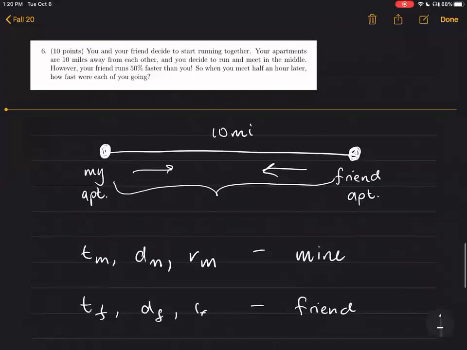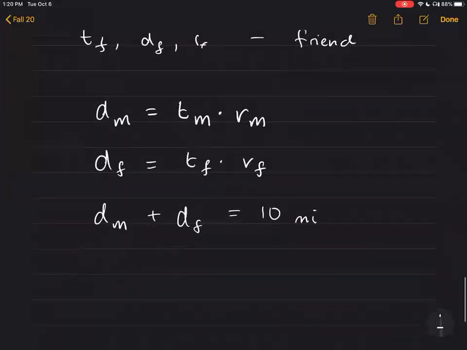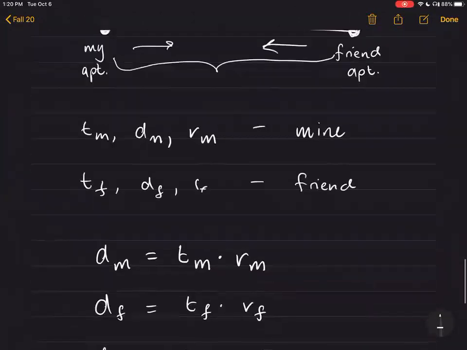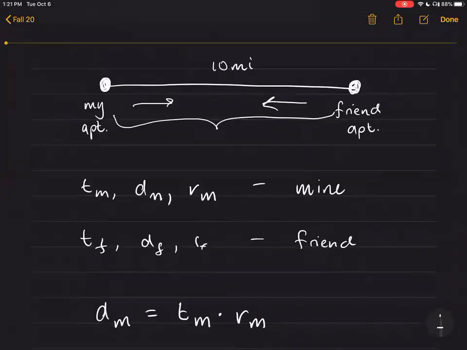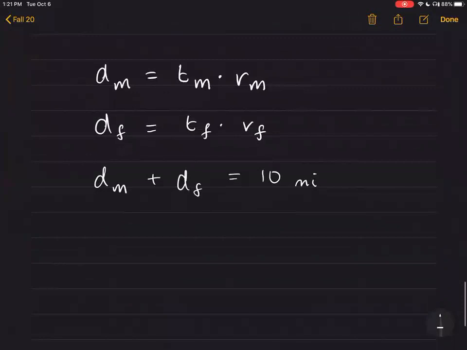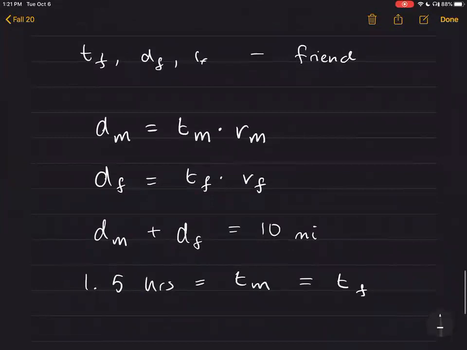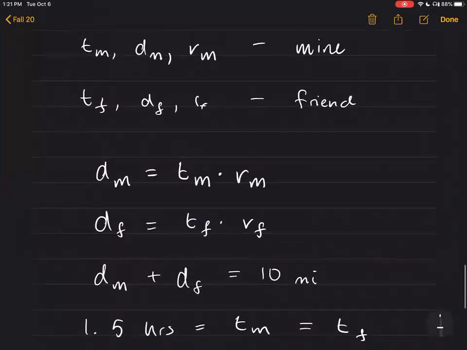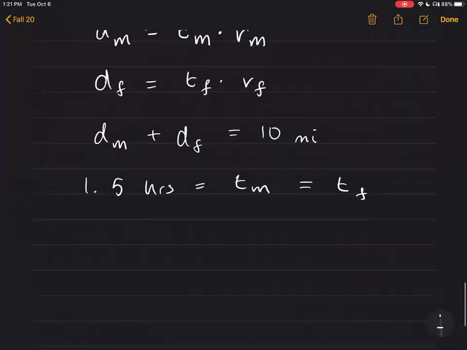We also know that the total time was an hour and a half. If we start at the same point, we're going to have the same time passing. So 1.5 hours is equal to my time. It's also equal to friend's time. Okay, cool. I think this actually gives us a good starting point.